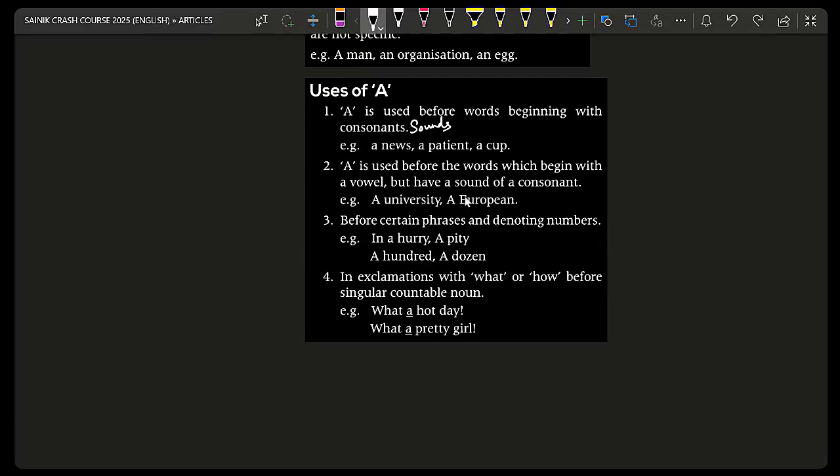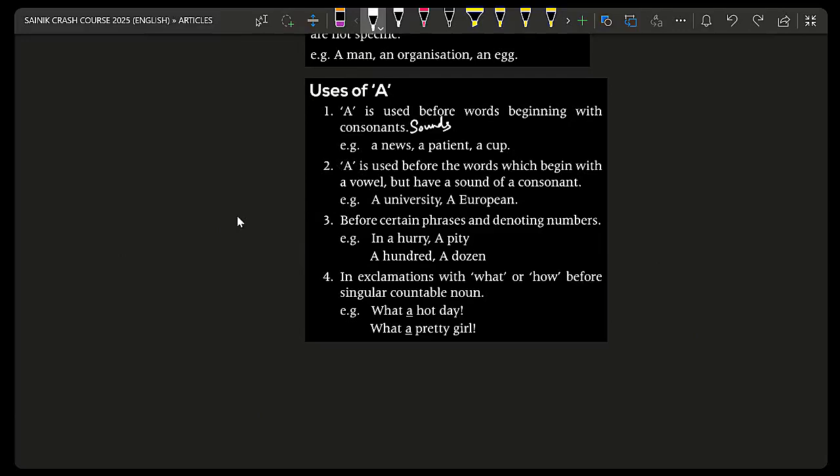Next, a European. This is also the same thing. E is a vowel, but even though it is a vowel, we are not using "an", because European again starts with the "ya" sound, and "ya" is a consonant sound. So before that we are going to use "a" only: a European. So the letter is not at all important, the sound is important. Before certain phrases and words denoting numbers, like in a hurry, a pity, a hundred, a dozen, we are going to use "a".